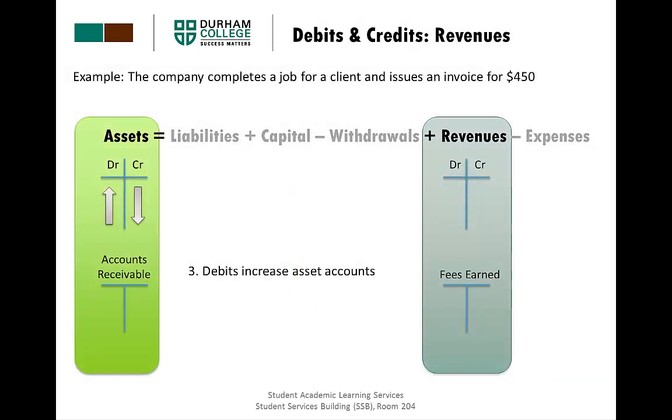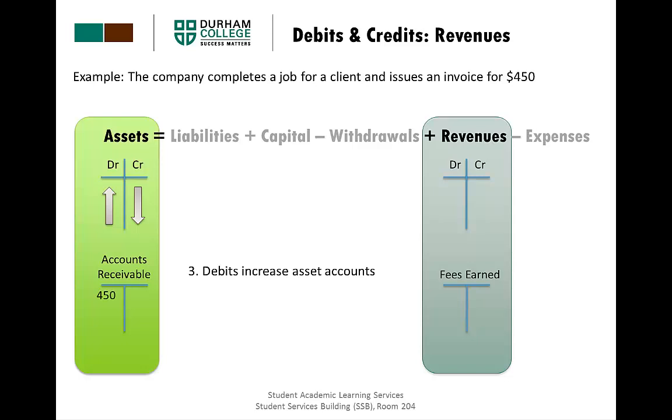In this example, the company completes a job for a client and issues an invoice for $450. Ideally, companies would receive cash immediately upon completion of the work they have done. Often, however, a company must wait to receive payment. The account used to record what a company is owed is an asset account called accounts receivable.